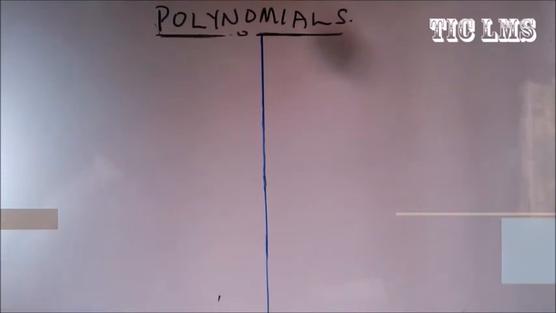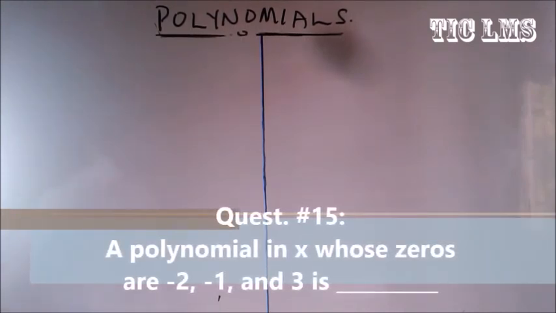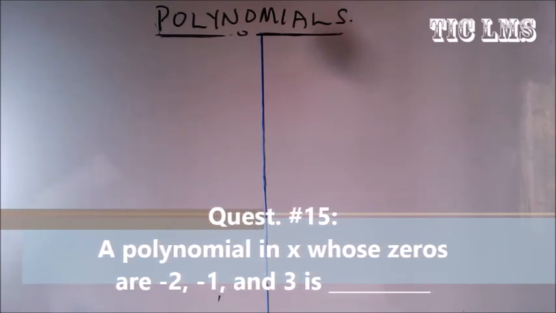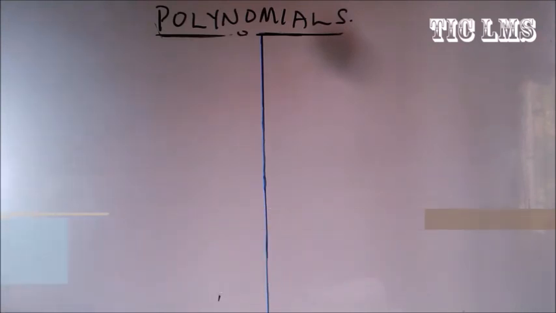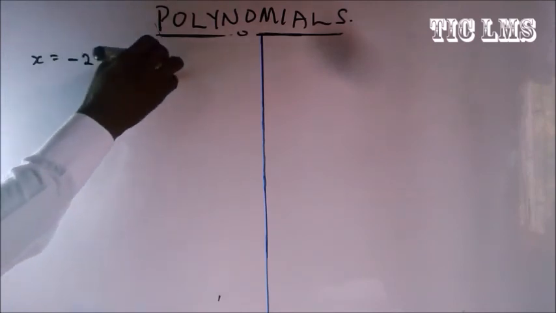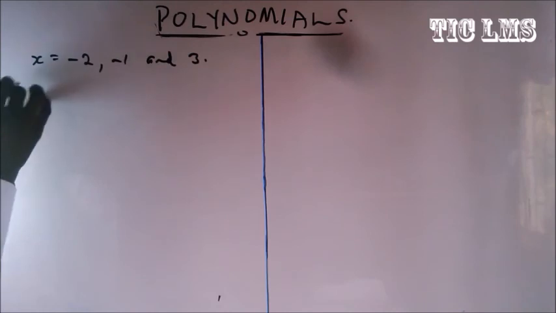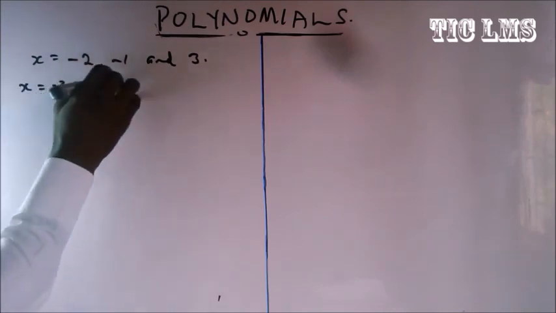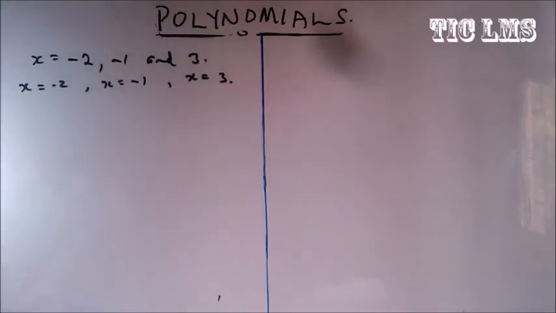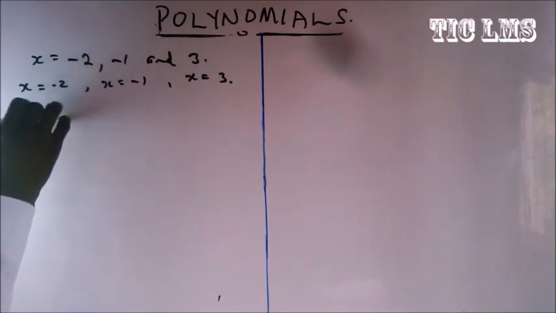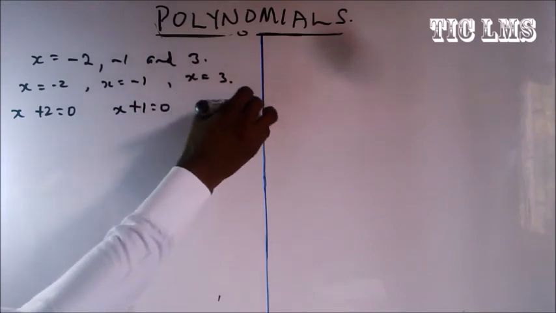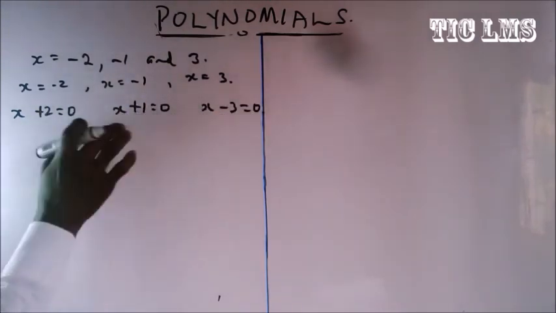Next question says, a polynomial in x whose zeros are minus 2, minus 1, and 3 is dash. In this case, we have that x equal to minus 2, minus 1, and 3. Now this means that we have x equal to minus 2, x equal to minus 1, and x equal to 3. We form linear expression with this. Then we have x plus 2 equal to 0, x plus 1 equal to 0, and x minus 3 equal to 0. Next is that we multiply this with each other.